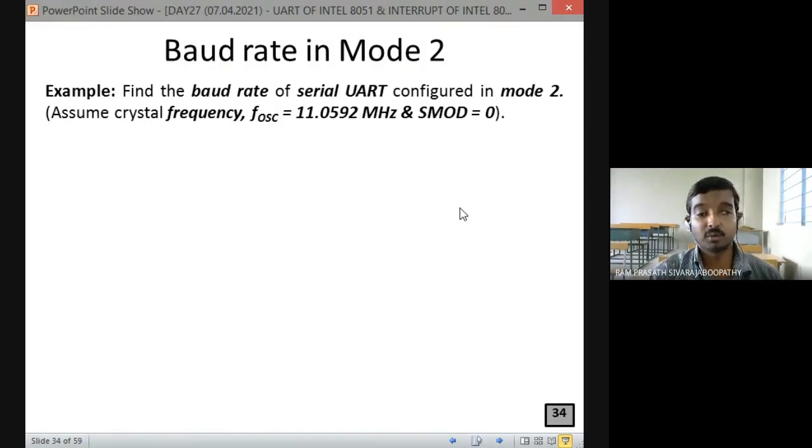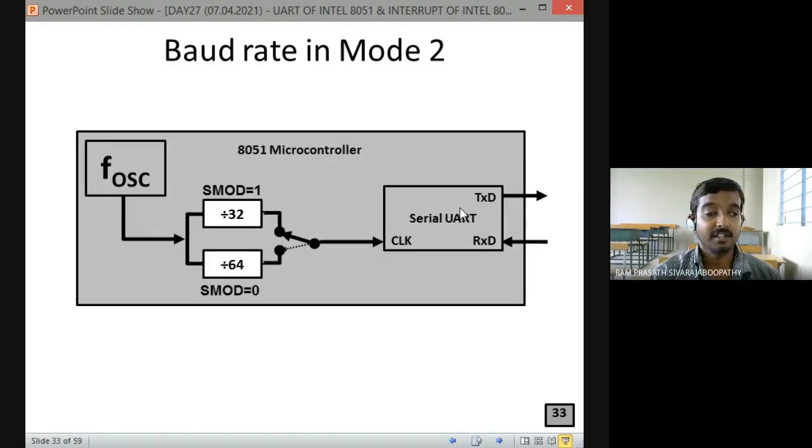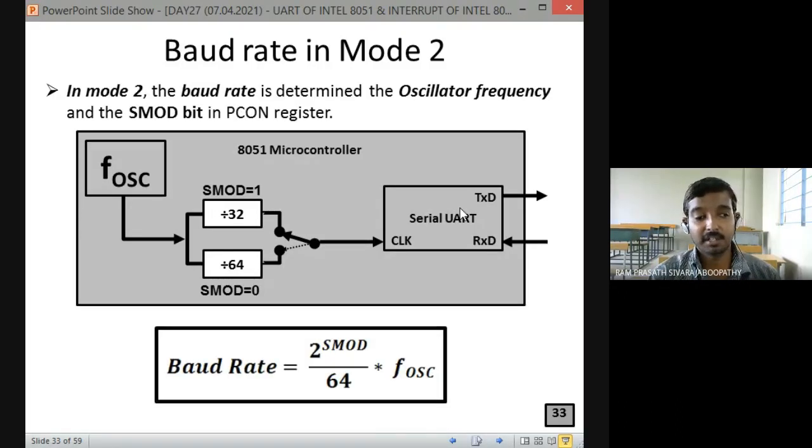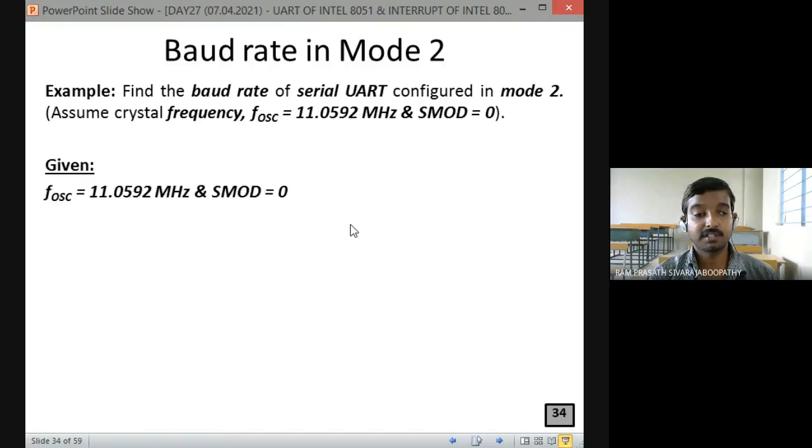Okay. So in mode 2, how will the baud rate be generated now? What is the formula I told in the previous slide? We can tell just by looking at this: 2 power SMOD divided by 64 into FOSC. Now you people calculate and tell me. The operating frequency is 11.0592 megahertz. SMOD bit is equal to 0. What about the baud rate in this particular mode? The formula is given here, correct? Just substitute and tell me.